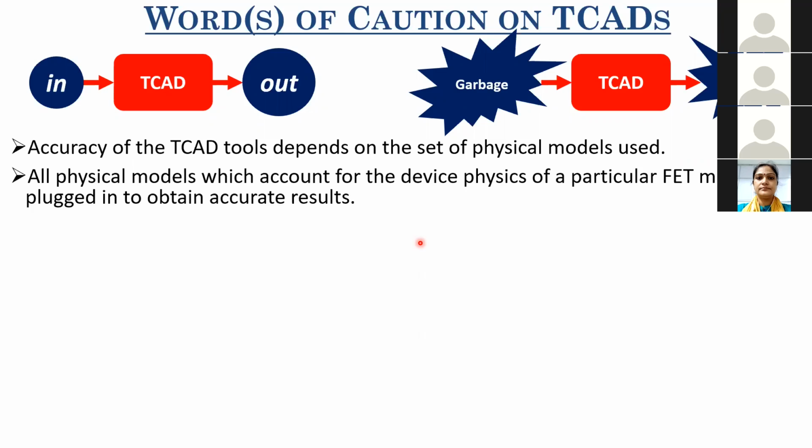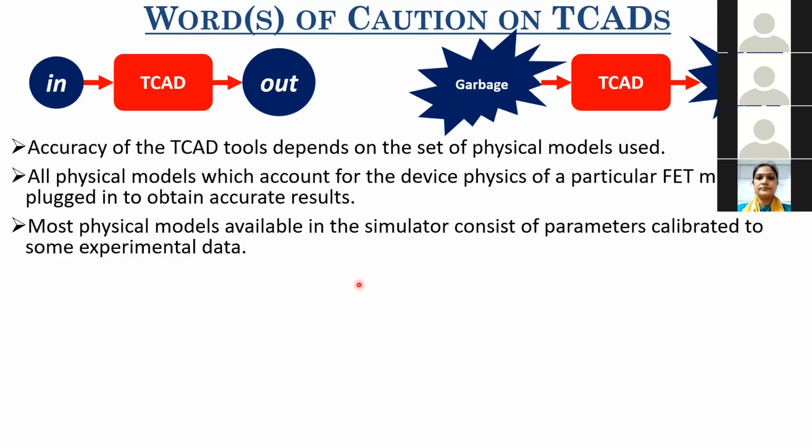Only when there's a proper match between the physical models present in the simulator and the device physics of the particular structure that you're going to simulate can you say that your TCAD will give you reliable results. Now, are the physical models present in the TCAD always going to give you reliable results? The answer is no. Most of these physical models consist of parameters which are calibrated to some experimental data. Most of these physical models are empirical. They have some fitting parameters, and those fitting parameters are calibrated to some experimental data.